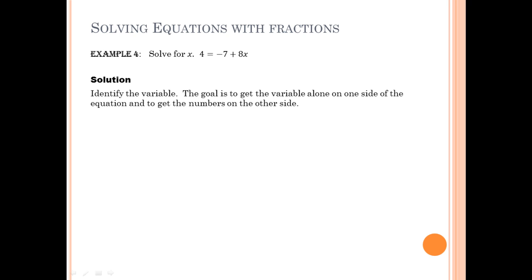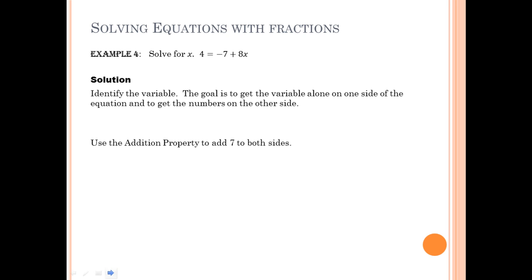Now let's do another example. We want to solve the equation 4 equals negative 7 plus 8x for x. So first, we identify the variable, and our goal is to get the variable alone on one side of the equation and to get the numbers on the other side. So looking at this equation, the variable is on the right side. So when we solve this equation, we are going to get the variable alone on the right side and the numbers on the left side.